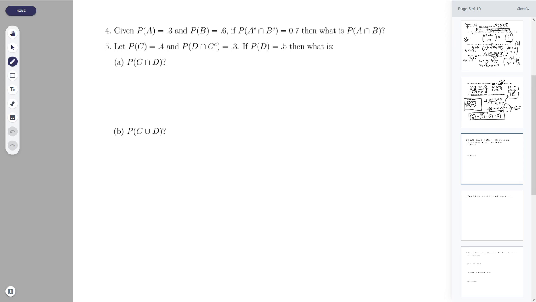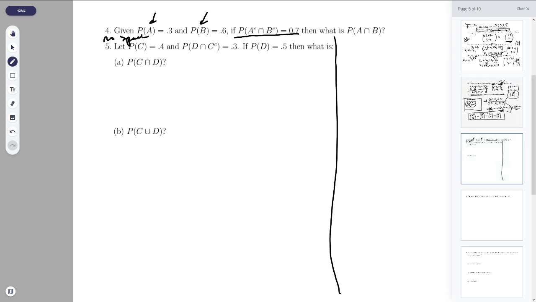Okay, so let's move on to this. Let's look at this thing. Oh, crap, I didn't actually look, no space here. I was a little confused. I had A and I had B, but then I have C and D. I was totally confused. Yes, so given probability of A is 0.3 and probability of B is 0.6, probability of A complement intersection B complement is 0.7. Then what is... I'm going to do this problem here.